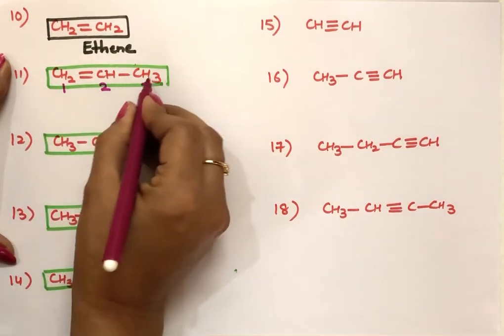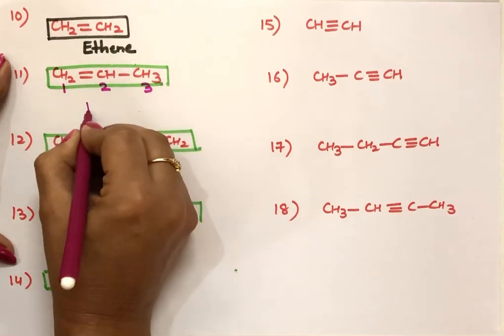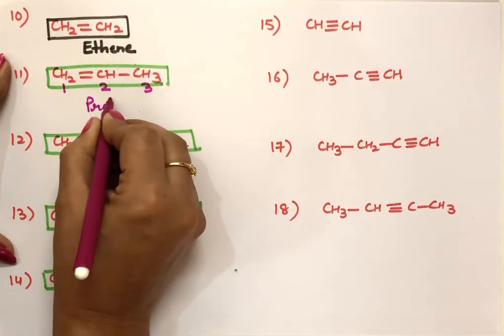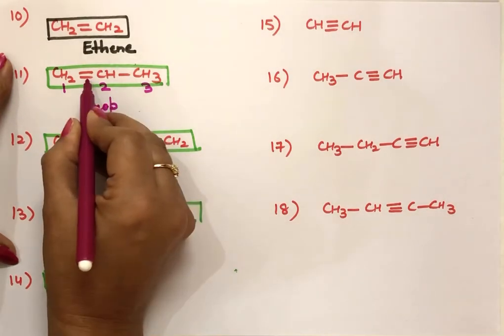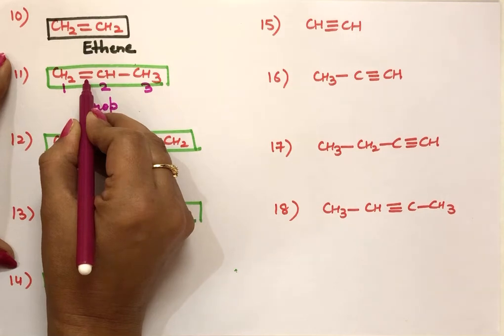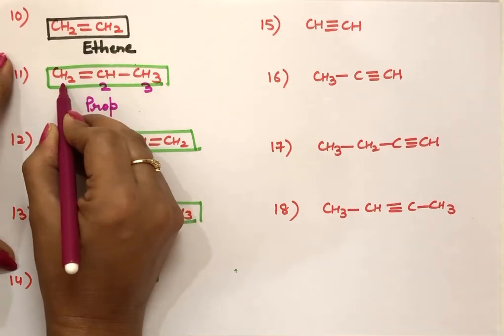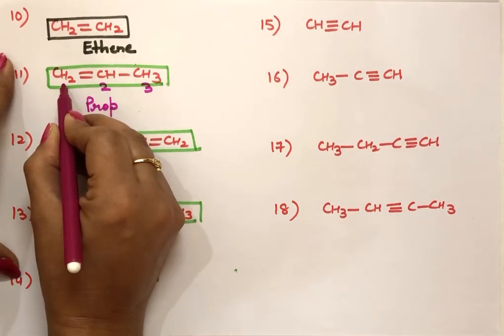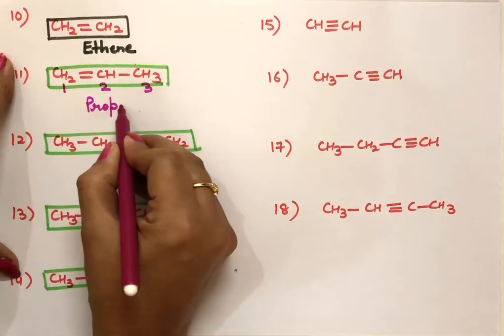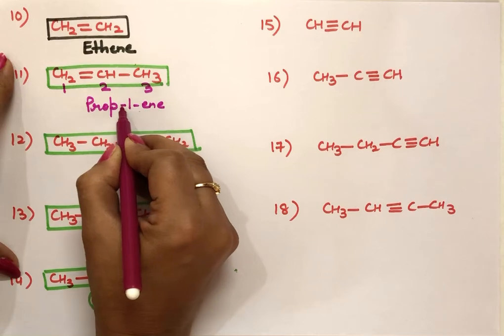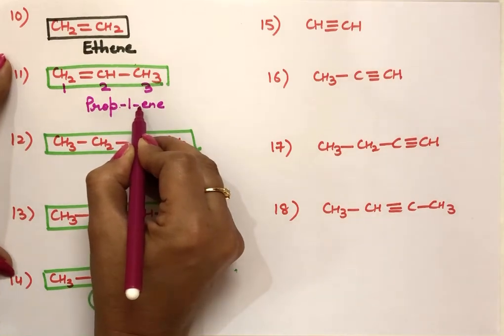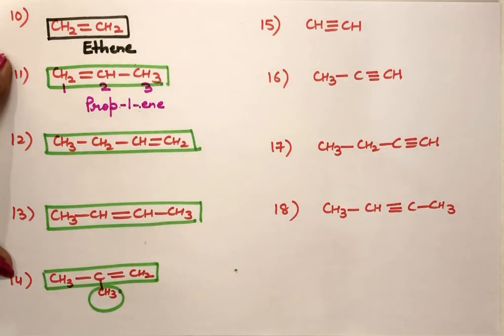Now, since there's no substituent, start with the parent chain. 3 carbon atoms, write prop. After prop, we will add ene here because it's a double bond. But before ene and ine, we have to write its position. Double bond is with which carbon atom? First carbon atom. So before ene, we write 1 here. And before 1 and after 1, we will put a hyphen. This is the name of the compound, prop-1-ene.